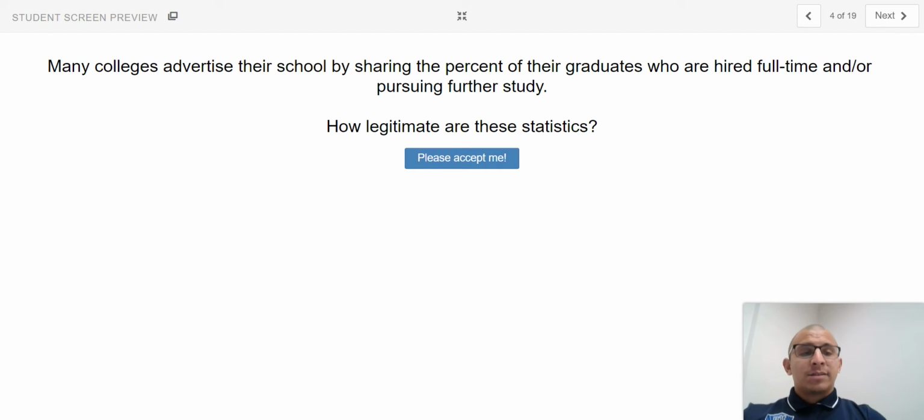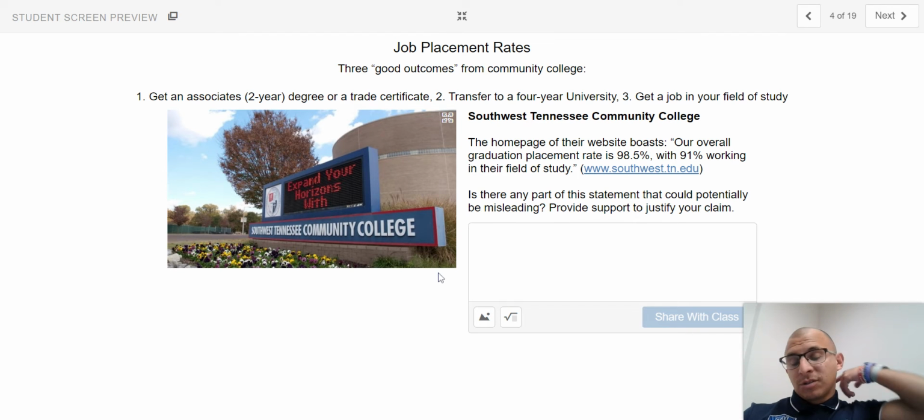So let's take a look at some instances where, based on the sampling techniques, there might have been some bias. Many colleges advertise their school by sharing the percent of their graduates who are hired full-time and/or pursuing further study. How legitimate are these statistics? And for you as seniors, I'm sure this might be something that's influencing your decision to attend a certain university.